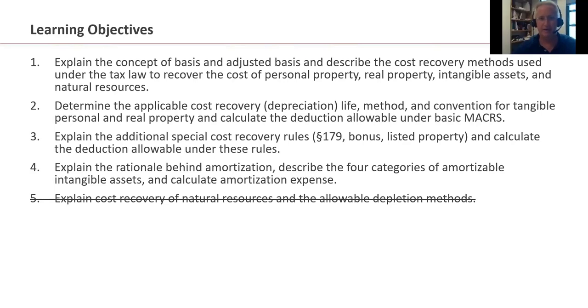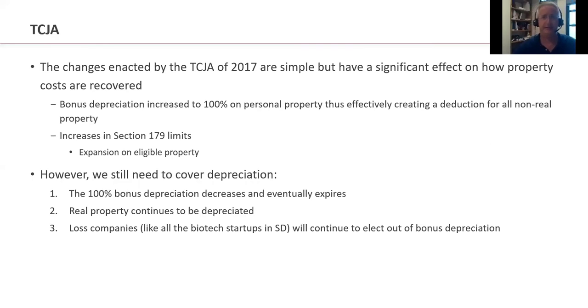We're going to talk about what types of cost recovery there is. We're going to spend quite a bit of time on the special cost recovery rules, and you'll see why once we get there. And we'll talk about amortization a bit. So amortization is like depreciation for non-tangible property. What we're not going to cover, and I think I made this clear in the reading assignments, we're not going to cover depletion. So you can just forget about natural resources. If you go work for an oil company, I apologize in advance.